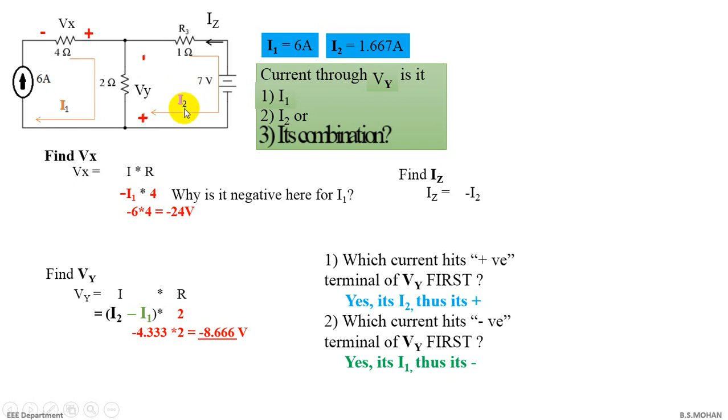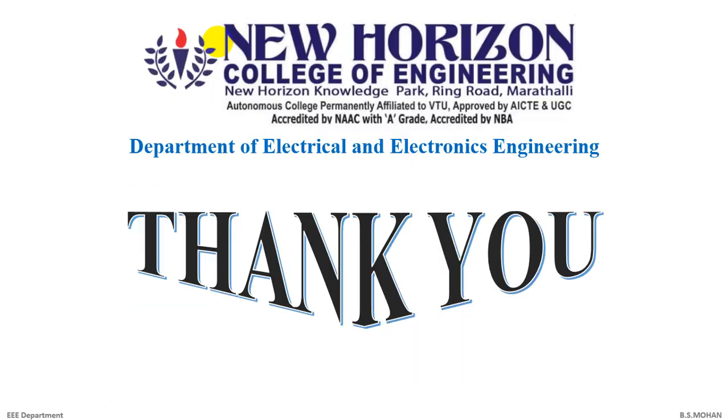Now, what is the direction of I2 and Iz? I2 is flowing in from this junction, it flows right, and the answer is 1.667. But they have asked for Iz in the opposite direction. I repeat, they have asked for Iz in the opposite direction, so that will be negative. So it is minus 1.667 amperes. Thank you.